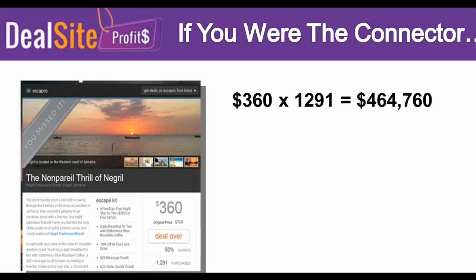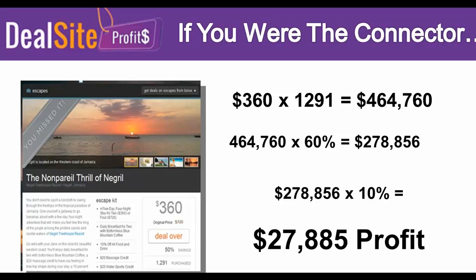Let's keep moving. I love to do resort deals. Those are mine. Me and Lorette love to do resort deals. So let's look at why. So here's a resort deal. They charged $360 for their package. They sold 1,291 packages for a grand total of $464,000. Let's say the resort kept 60%. That's $278,856. And if you just took 10%, close to $28,000 for you for running this resort once, but what did I say? You're going to take this resort and run it multiple times on multiple deal sites.